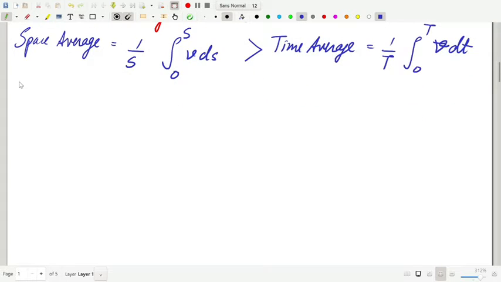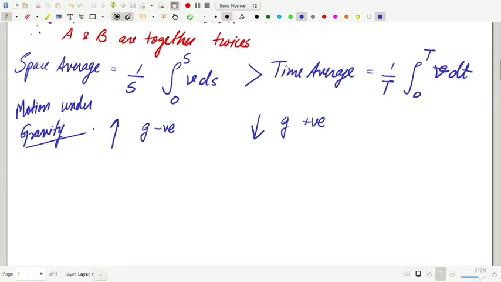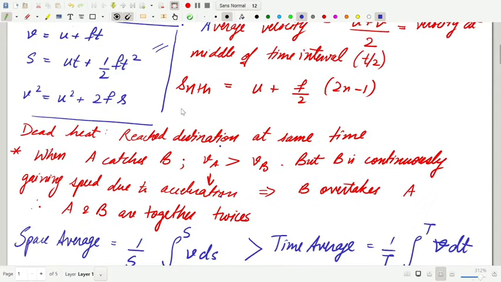Now, motion under gravity. If we consider upwards motion, then we take g to be negative, and if we take downwards motion, then we take g to be positive, and the same formulas apply. In place of f, we write g or minus g accordingly.